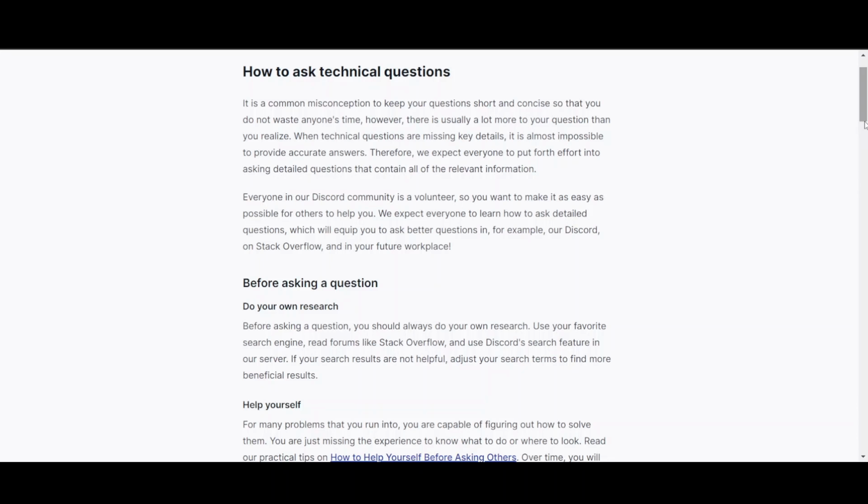Before asking a question, do your own research. Before asking a question, you should always do your own research. Use your favorite search engine, read forums like Stack Overflow, and use Discord's search feature in our server. If your search results are not helpful, adjust your search terms to find more beneficial results.